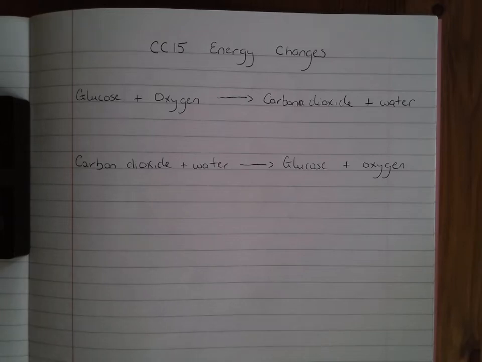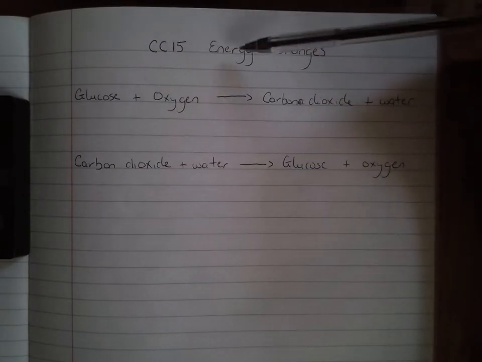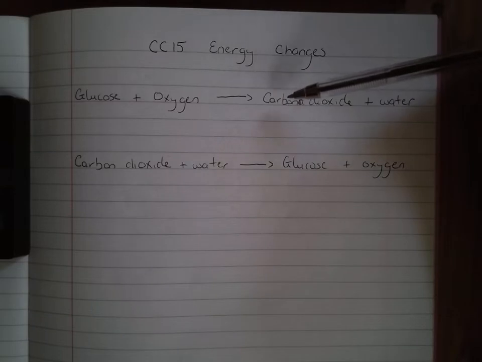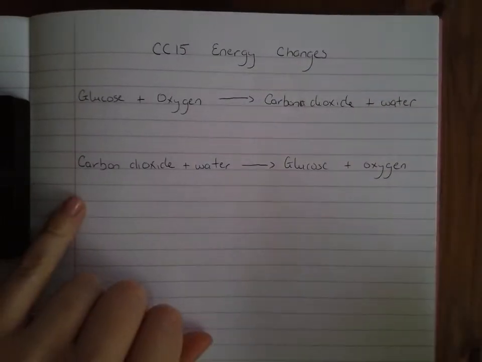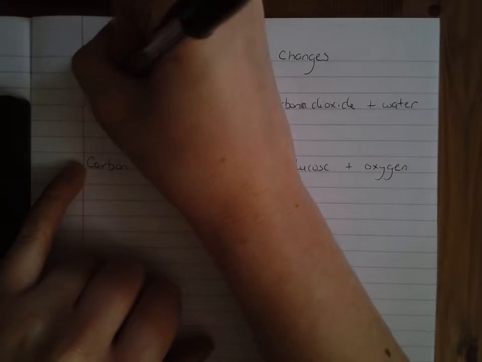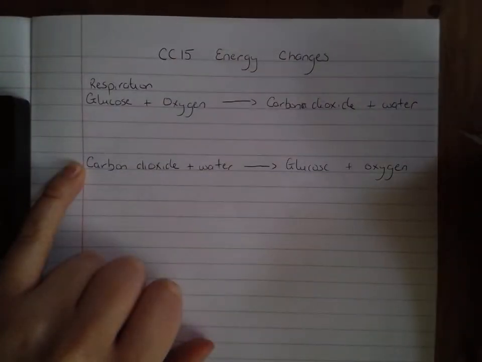So today we're going to start a new topic, and that topic is CC15, and it's on the energy changes that occur during chemical reactions. And underneath I've written the equations for two chemical reactions that we've come across recently. The first one you should hopefully recognize as respiration. So you're getting glucose and oxygen reacting to form carbon dioxide and water.